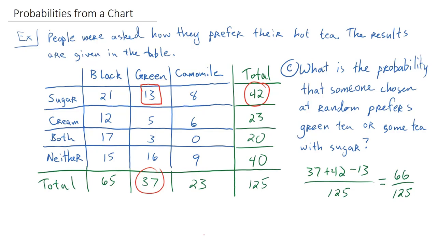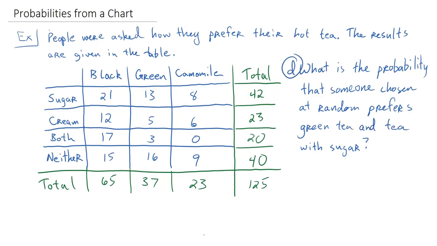Alright, so that's a couple different ways that the OR can show up. And they're really the same problem, it's just the first OR didn't have any overlap. So anytime you have that keyword of OR, you're going to add things up, but you got to check to see if there's overlap in the things that you're adding up, and if there is, you have to subtract off the overlap. Alright, so for D, let's look at an AND probability.